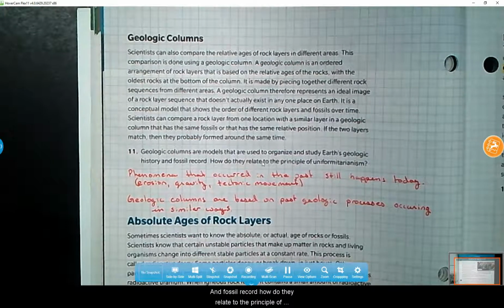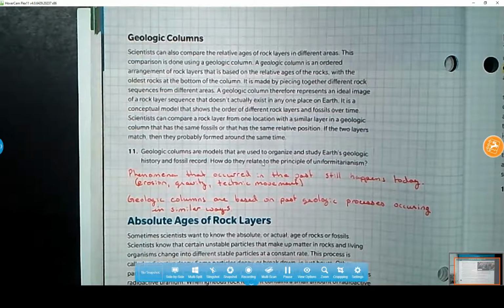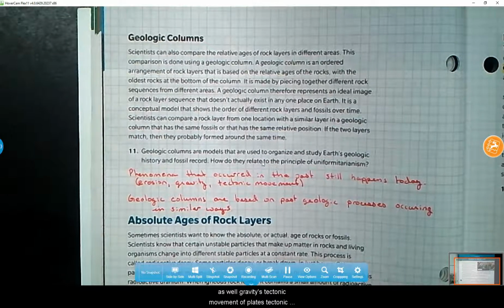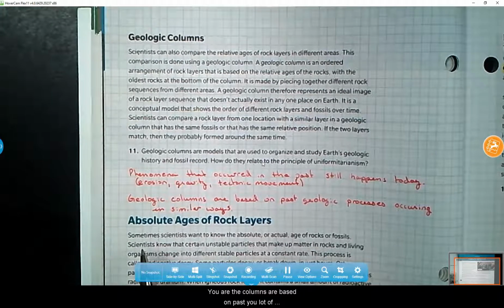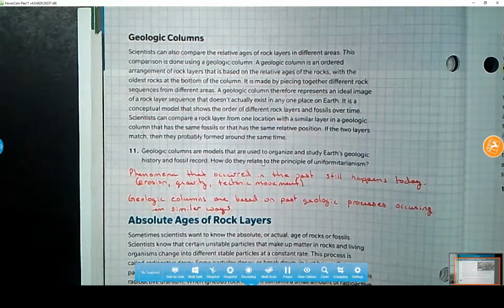How do they relate to the principle of uniformitarianism? Well, the phenomena that occurred in the past still happen today. So erosion that occurs today also happened in the past as well. Gravity, tectonic movements, the tectonic plates movement. You guys talked about that last year in 6th grade. So geologic columns are based on past geologic processes occurring in similar ways today. So we just believe that what happens today also probably happened in the past, in kind of the same way.